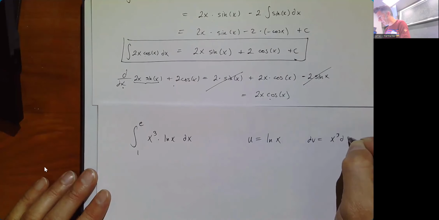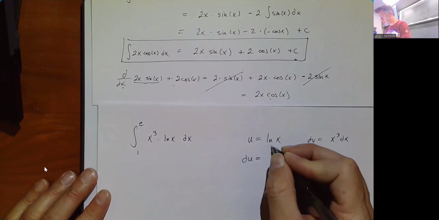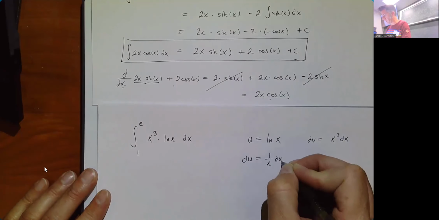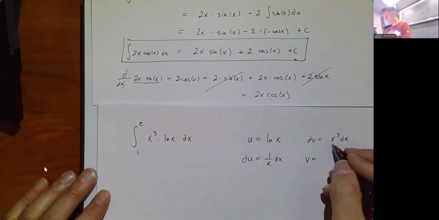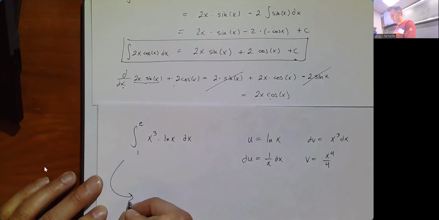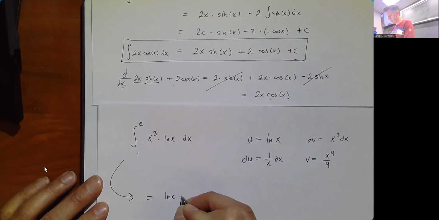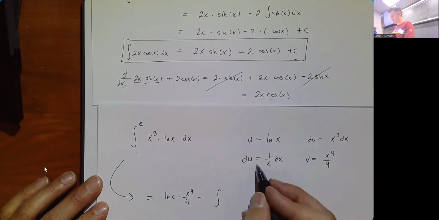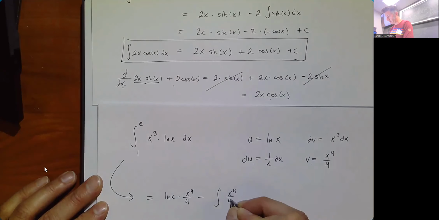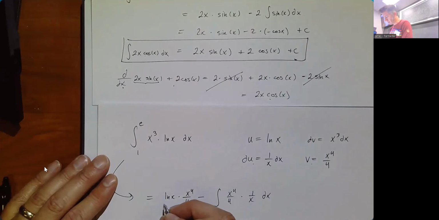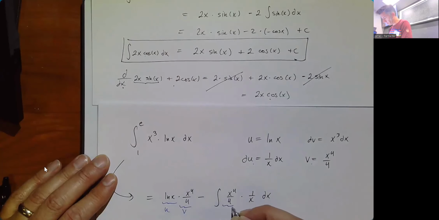It's x cubed times dx. Our du, the derivative of natural log of x, is 1 over x dx. Our v is the antiderivative of x cubed, which is x to the 4th over 4. So now we're going to rewrite this. It's going to equal u times v, so the natural log of x times x to the 4th over 4, minus the integral of v du, which is x to the 4th over 4 times 1 over x dx. I like to be careful here. U, v, v.